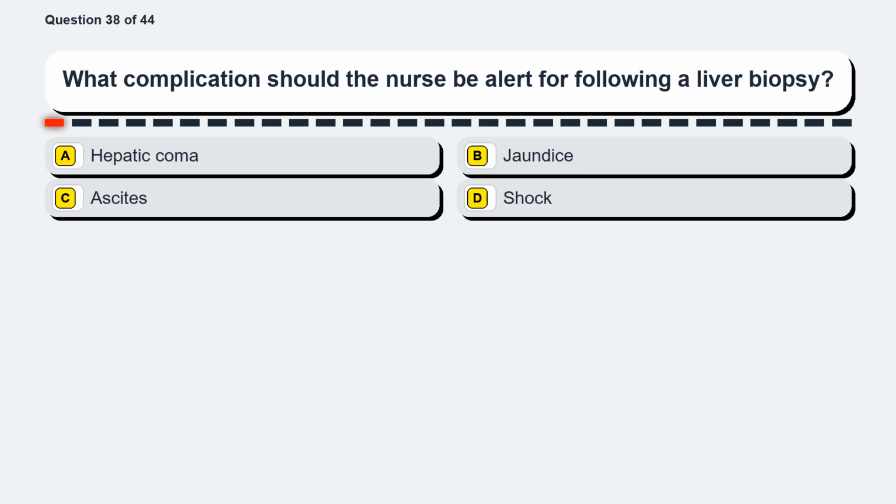Question 38. What complication should the nurse be alert for following a liver biopsy? Option A. Hepatic coma. Option B. Jaundice. Option C. Ascites. Option D. Shock.